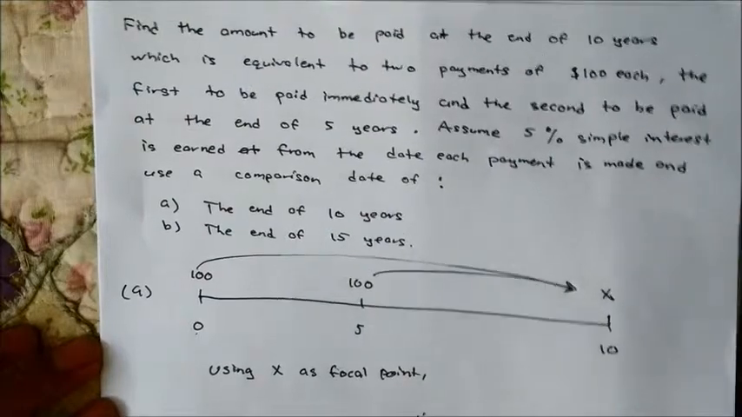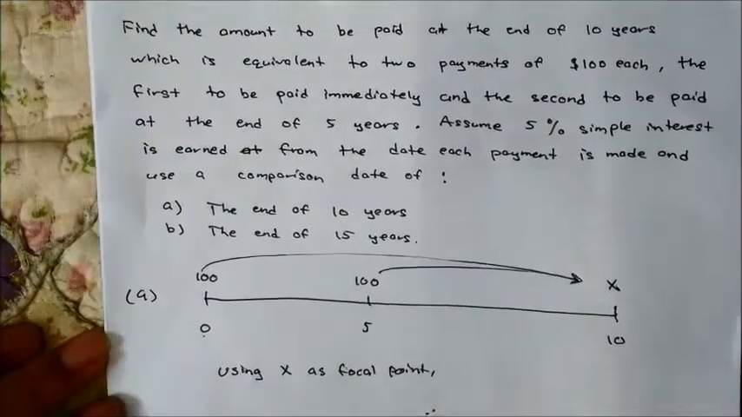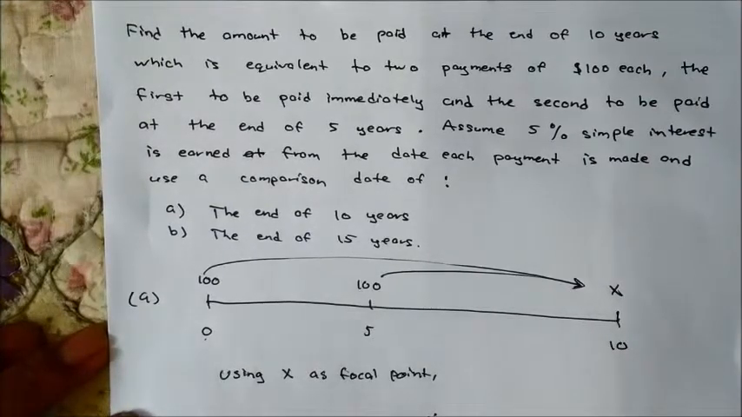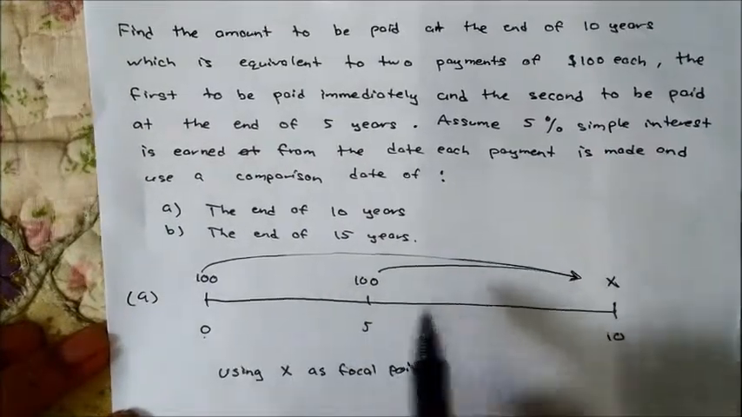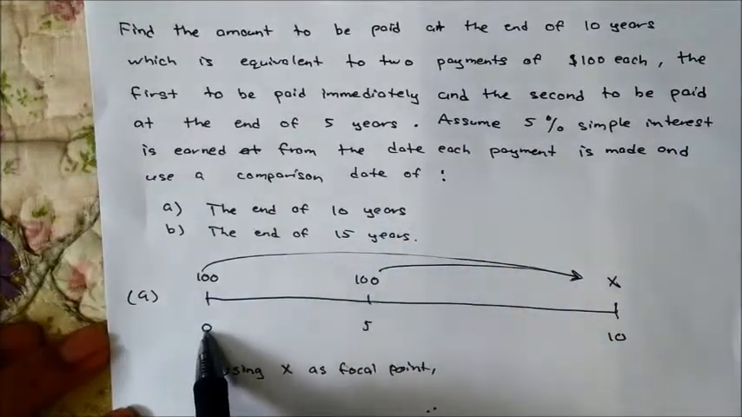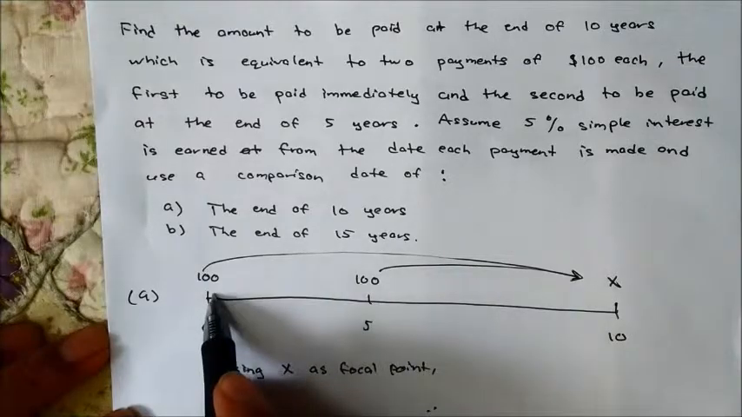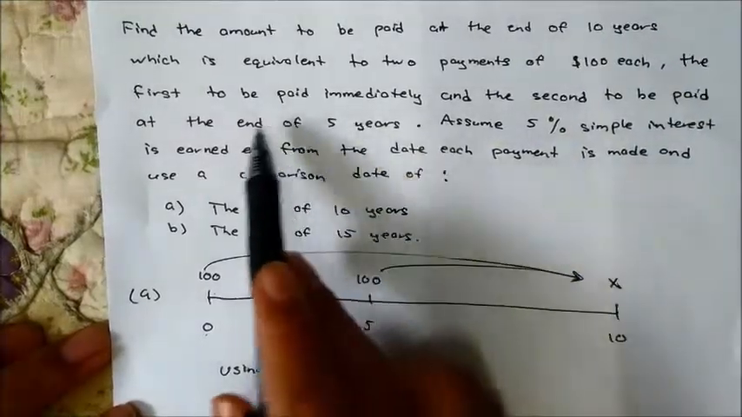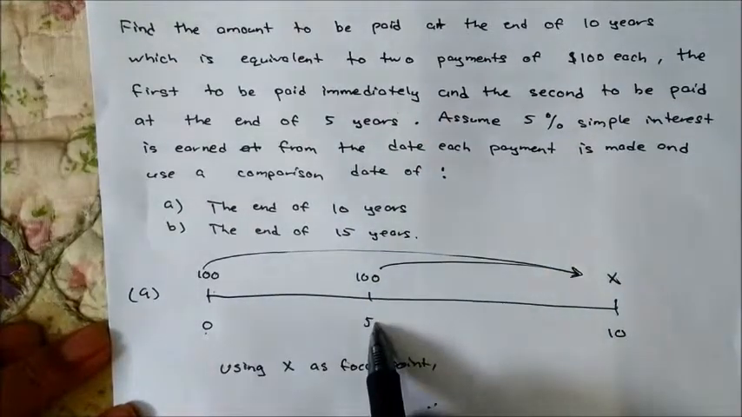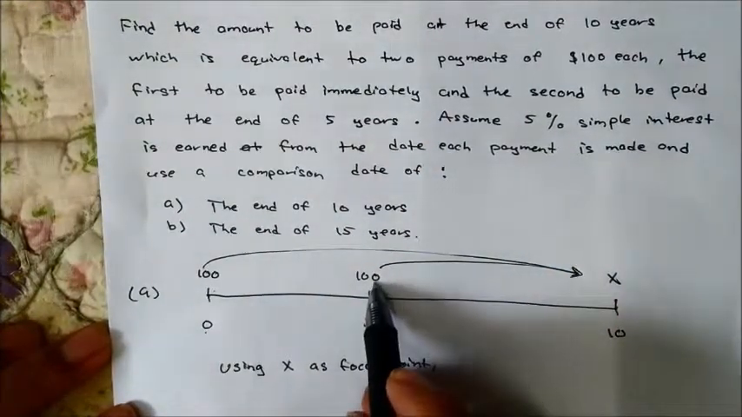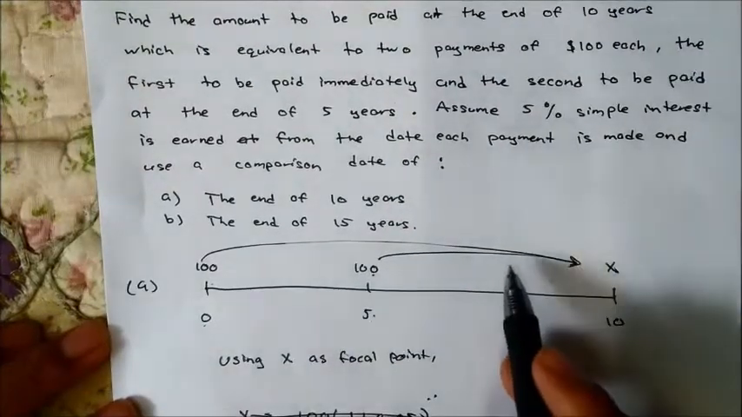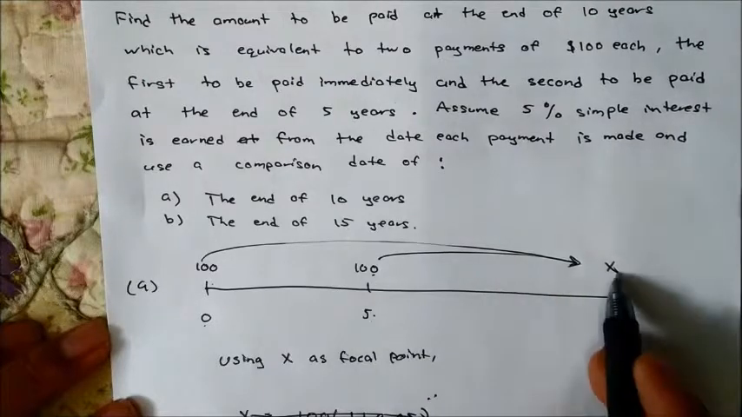So when doing this kind of question, like usual, we need to create a timeline diagram which represents the question itself. So for question A, since the date given is the end of 10 years, at T0 it is $100. Why? Because it is said that it's to be paid immediately. And then at t equals 5, which is also $100 here. Therefore, the payment to be paid at the end of 10 we denote as x.